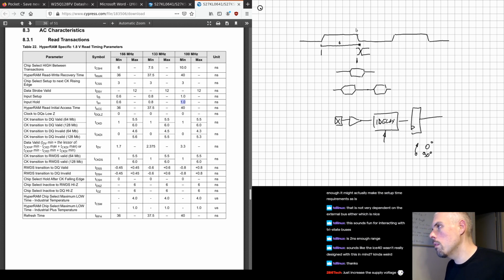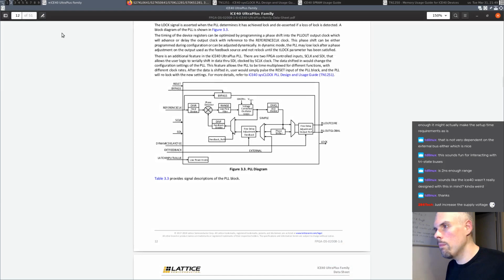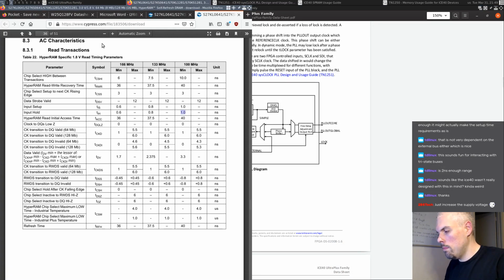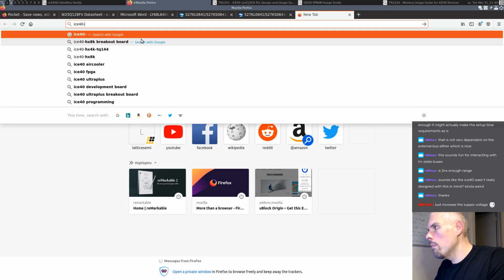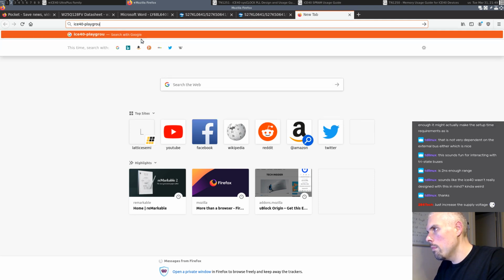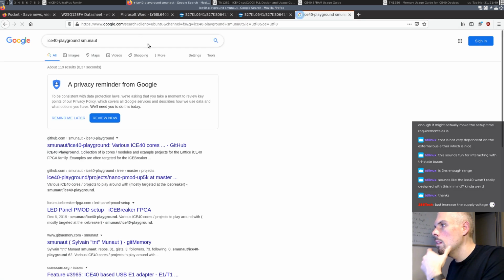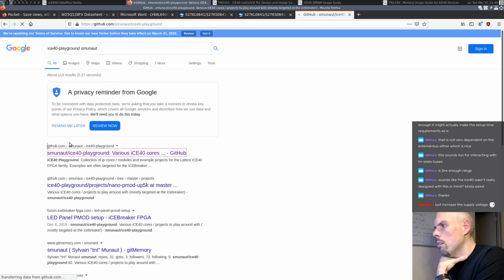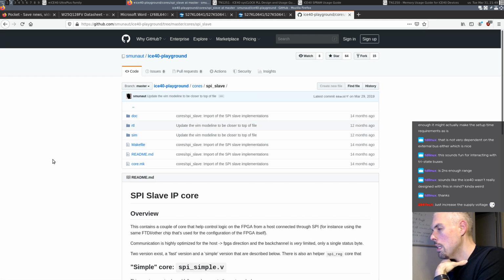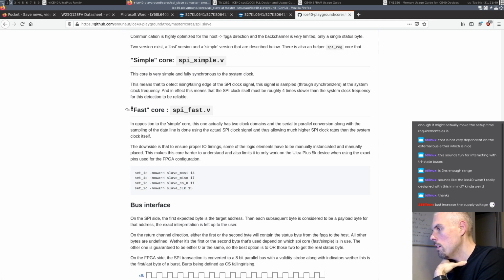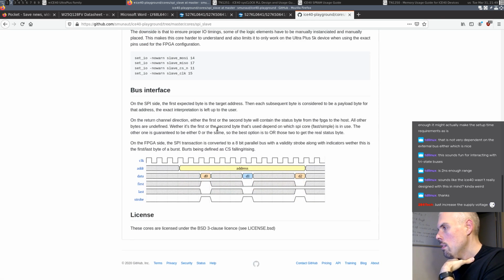So if you go to... I did implement an SPI slave core and a fast version, and this one. Oh wow! I documented it. I didn't even remember I did that.